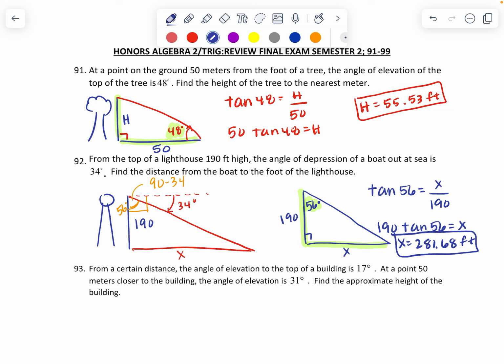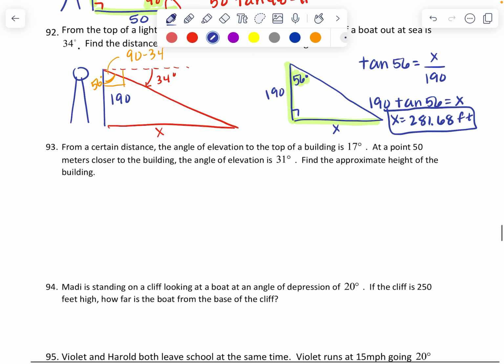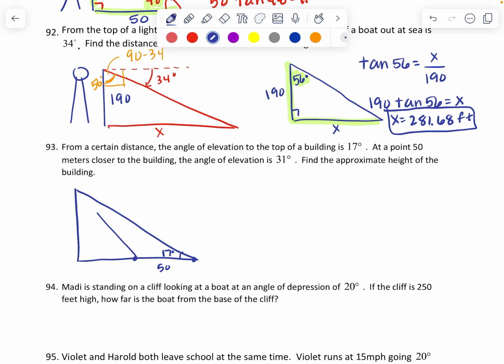Okay. All right, we did this one in class, but I'll do it again for you guys. So from a certain distance, the angle of elevation to the top of the building is 17 degrees. So from a certain distance, you're looking up at the top of the building, and the angle of elevation, which means looking up, is 17 degrees. Okay, and a point 50 meters closer to the building, so from here, 50 meters closer, you're looking up with an angle of elevation of 31 degrees. This you can assume is a 90. Find the approximate height of the building.